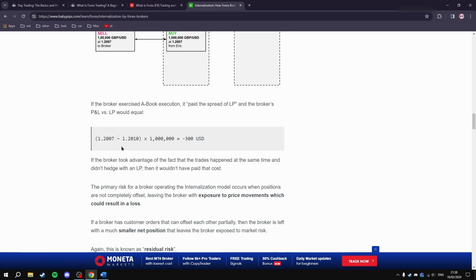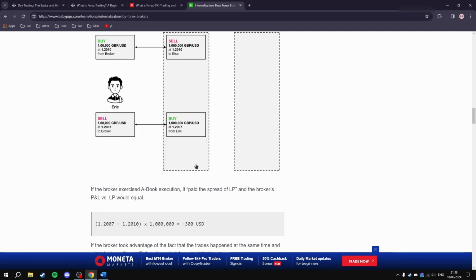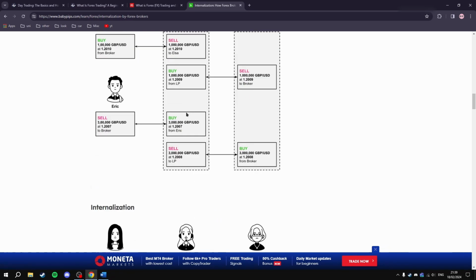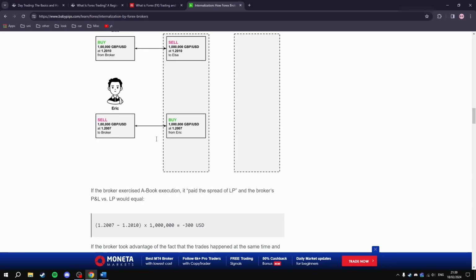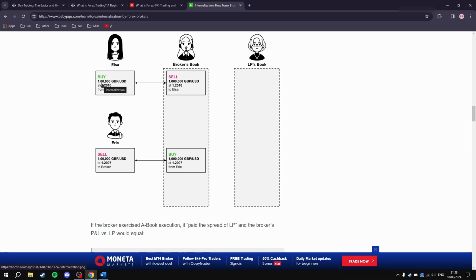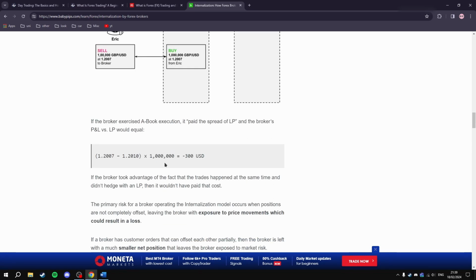If the broker exercised A book execution, it paid for the spread of the liquidity provider, and the broker's profit and loss versus the liquidity provider would equal 1.2007 minus 1.2010 times 10, 1 mil, but that's 100,000 though, so that's some typo here. Minus 300 USD. If the broker took advantage of the fact that the trades happened at the same time and didn't hedge with a liquidity provider, then it wouldn't have paid that cost.